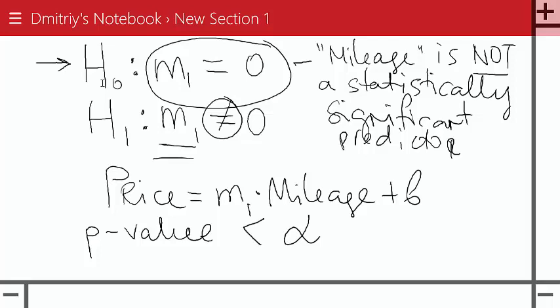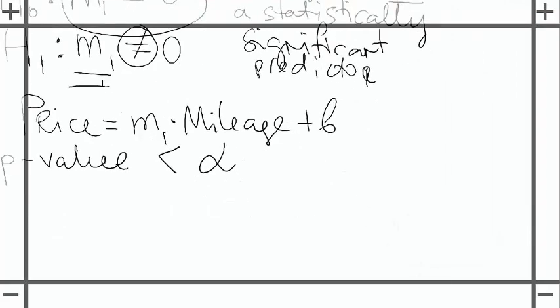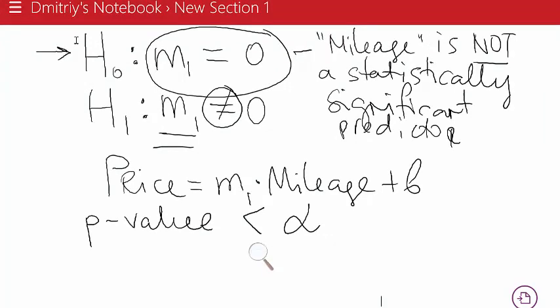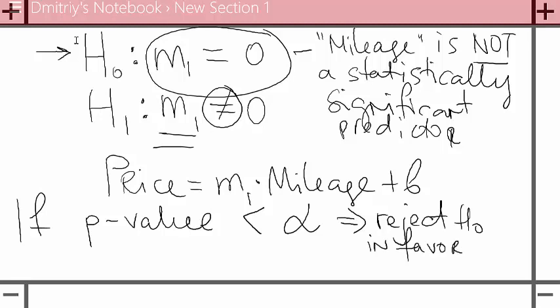So, if the p-value computed for the hypothesis is less than alpha, what do we do? We reject the null, okay? So, if p-value is less than alpha, that results in rejection, reject null hypothesis in favor of alternative. That's how we formulate it, right? In favor of alternative, H1.